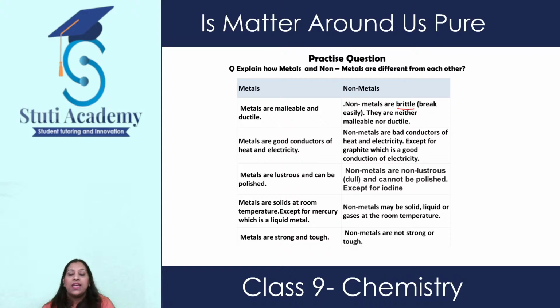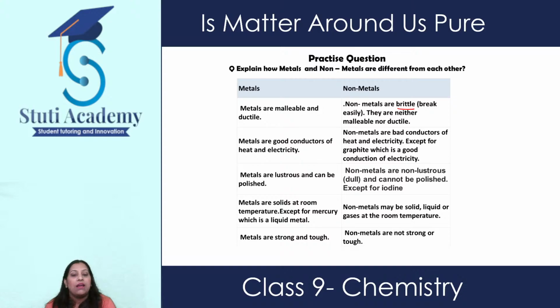Brittle means we can easily break them. So if we try to convert them into sheet form or wire form, they can break. So that's the reason we cannot convert them into sheet or wire form. So that's the first difference between metals and non-metals.